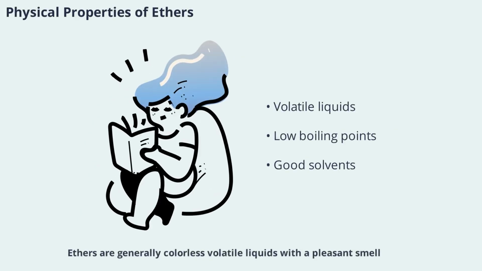Ethers are generally colorless, volatile liquids with a pleasant smell. They have lower boiling points than alcohols of similar molecular weight because they cannot form hydrogen bonds with themselves. Ethers are only slightly soluble in water but are excellent solvents for many organic reactions. Their volatility and low reactivity make them valuable in both laboratory and industrial settings.